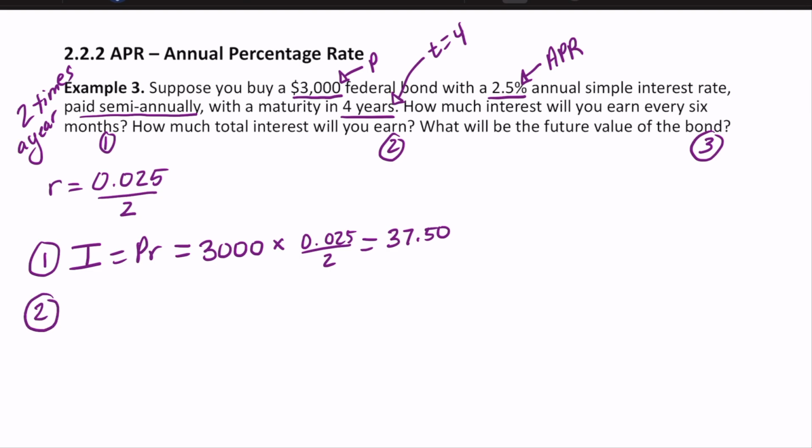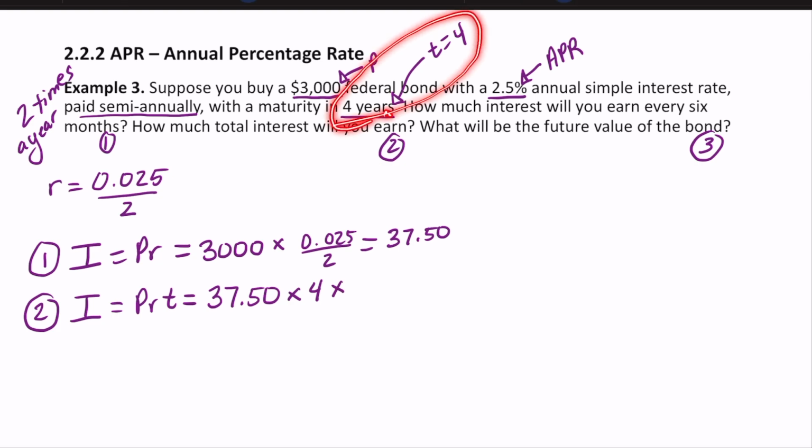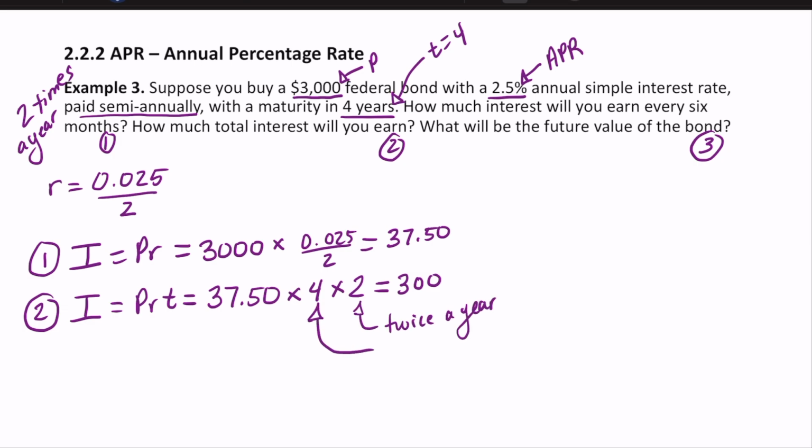The second thing is wanting us to know the total interest. So that's for every single time that we are earning this interest. So this is the total interest. We can use our formula to get that one. And we said that the T is 4. However, one thing that we are missing here is this T is 4 years. Within those 4 years, there are 2 pay periods each year. So we do want to multiply by 2 as well. And that's going to give us $300. So once again, this 2 is twice a year, and this 4 is over 4 years.